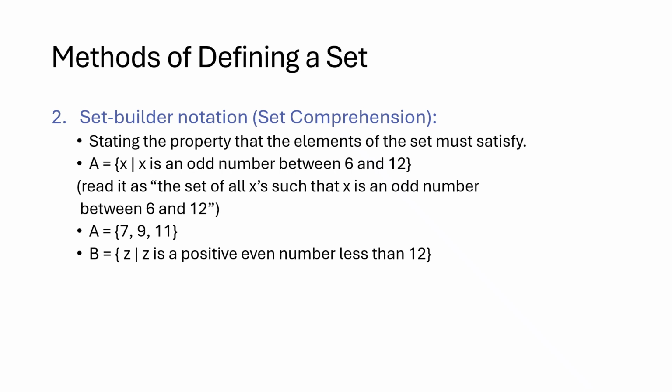Here's another example, and I want you to pause the video here and think about this yourself for a second. Okay, so B, the second set that we are introducing here, is the set of all Z such that Z is a positive even number less than 12. If you want to write this set using the roster form, how would it look? Positive even numbers less than 12 start from 2, 4, 6, 8, 10, and that's our set B.